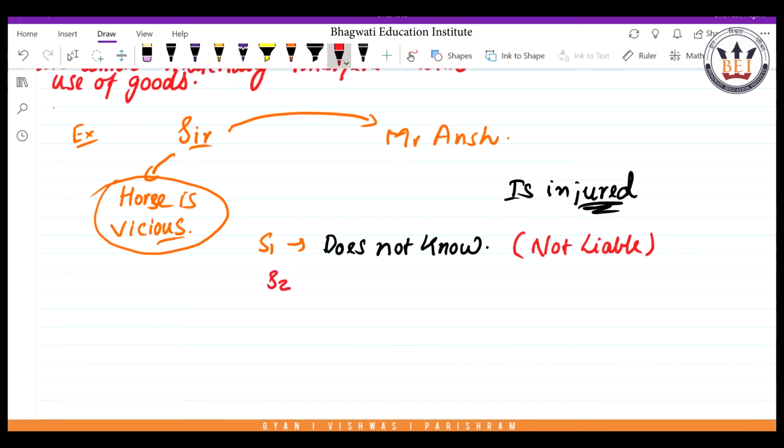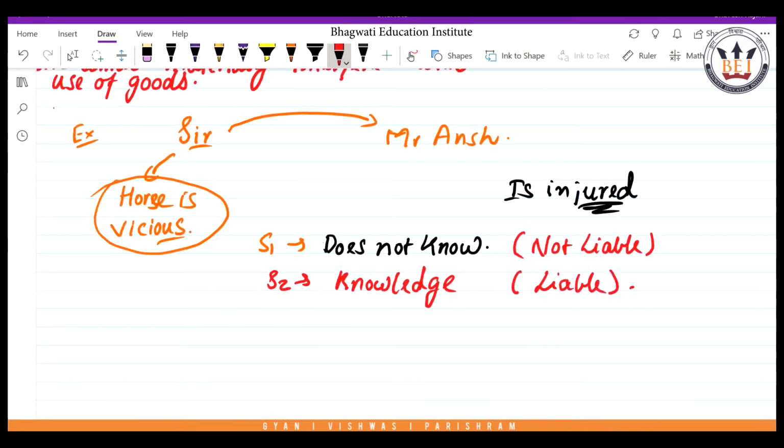Now let us pull out situation number 2 over here. Situation number 2. Sir has a knowledge about the horse being vicious. He gives it to Ansh. Still he gives it to Ansh without disclosing it, and Ansh gets injured. Is Sir liable? The answer is a clear cut yes.